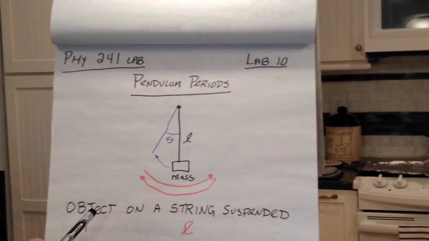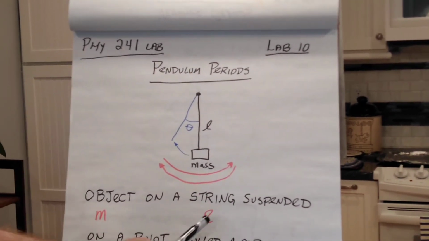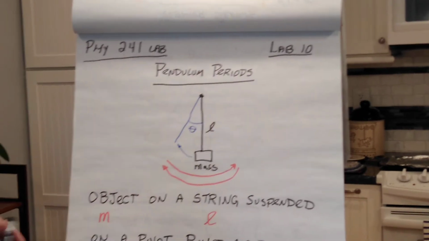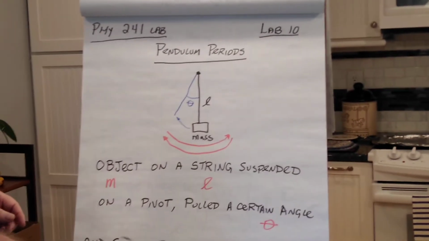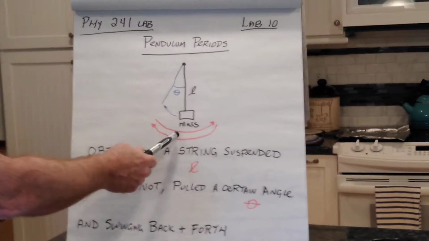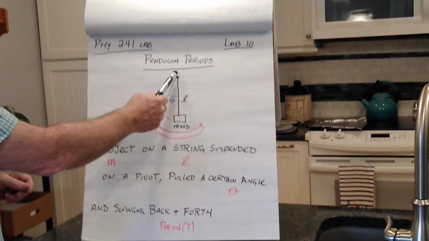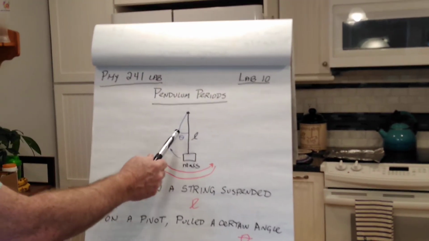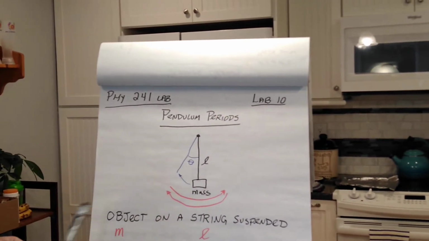A pendulum is any sort of an object of some mass hung on a string, which is suspended on a pivot, and it's pulled back a certain angle, and it's allowed to swing back and forth. If you look here, we have a mass hanging down with an arm length of the pendulum, and it's pulled back a certain angle. It's called the amplitude angle.